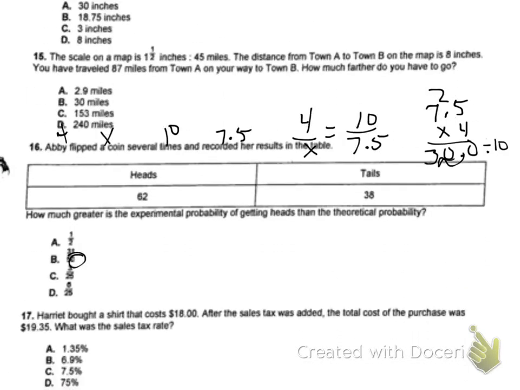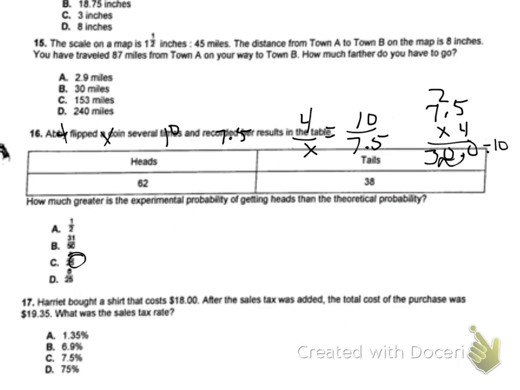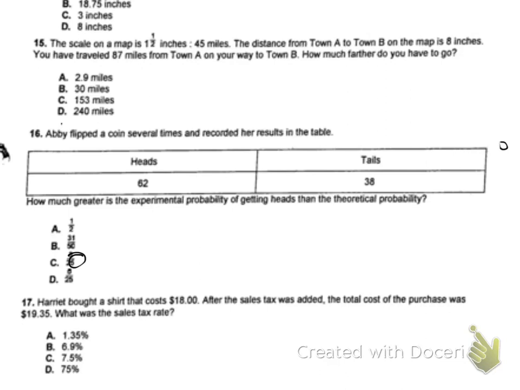Number 15. The scale on a map is 1 1/2 inch equals 45 miles. The distance from town A to town B is 8 inches. If you have traveled 87 miles from town A, on your way to town B, how much further do you have to go? Alright, so let's see here. So what I want to know is how many total miles I have to travel.